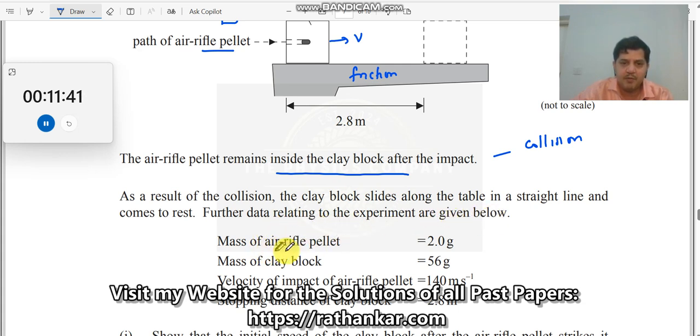Mass of the air rifle pellet. So the mass of the bullet is given to you. Mass of the clay block. So this is nothing but the mass of the clay block. Then the velocity of impact of the air rifle bullet. So this is your initial velocity u1. Then the stopping distance of the clay block. So this is also given to you. Okay, so now what is being asked?